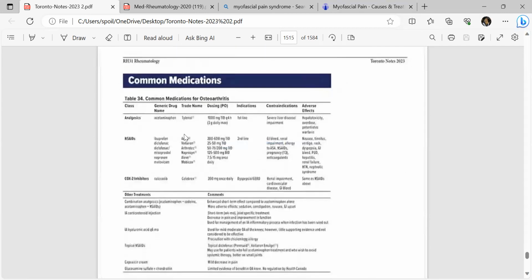Okay, now we are going to read the common medications. The common medications of osteoarthritis: analgesics, acetaminophen, Tylenol. It is the first line treatment, and the contraindication is severe liver disease or severe liver impairment. Adverse effects are hepatotoxicity with overdose, and it potentiates warfarin.